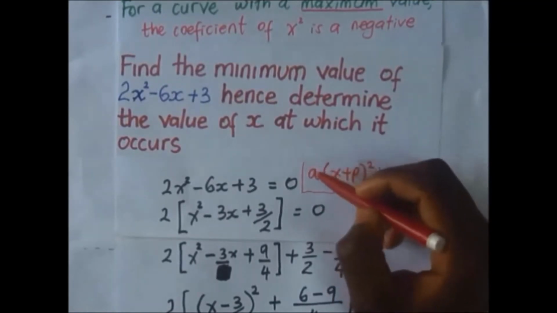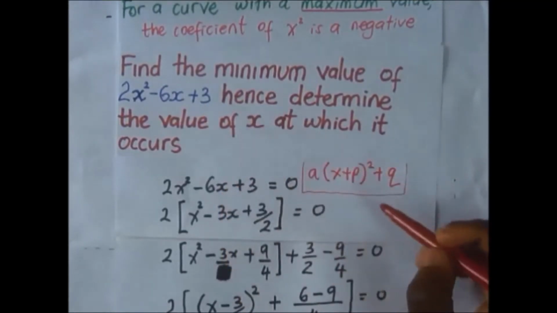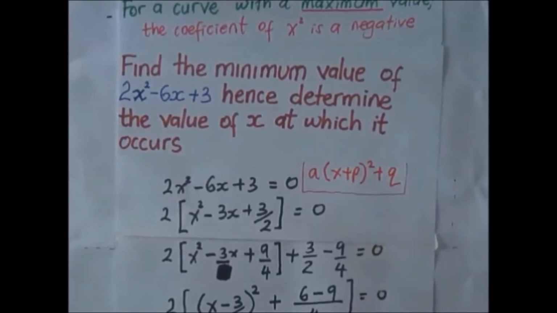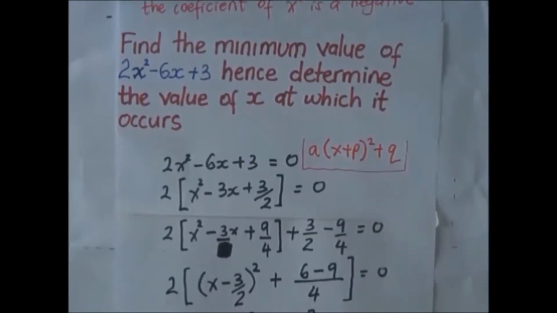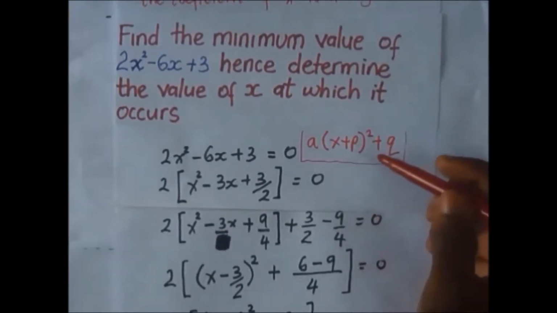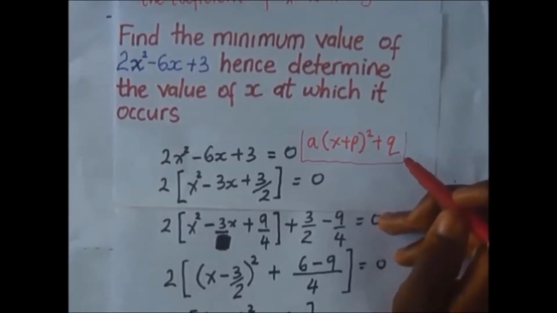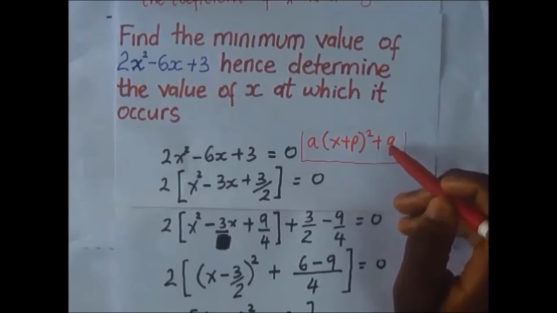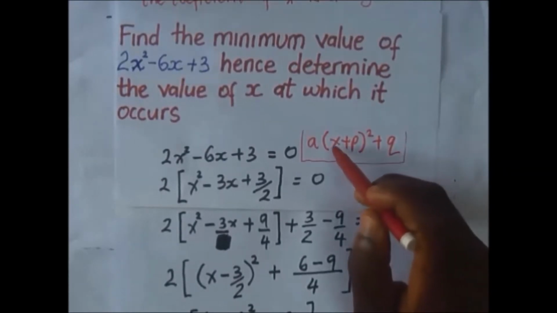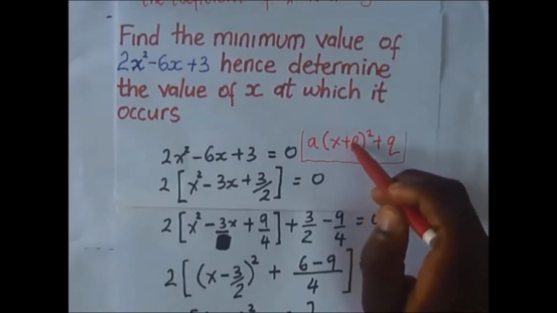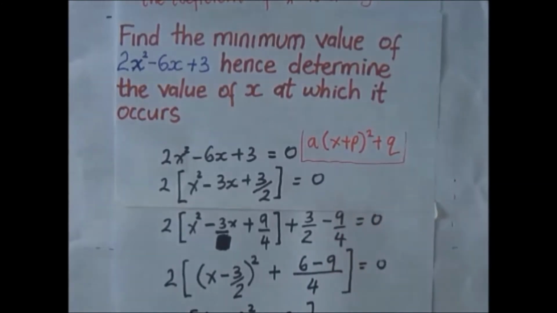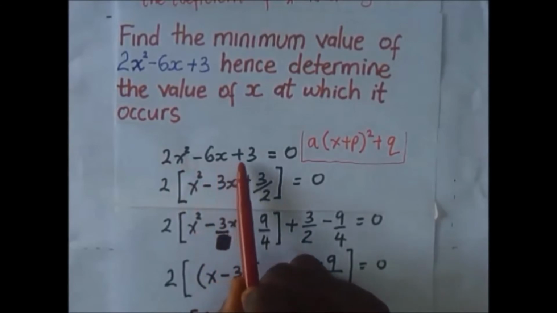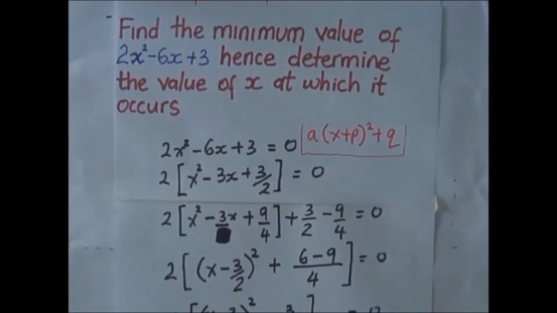Completing squares and formulating this equation in the form a(x + p)² + q, it is from then that we shall be able to find the minimum value. The minimum value, which will be the q, will be so only when the term in the brackets, that is x plus p, is equal to 0, like we shall see in our subsequent example.